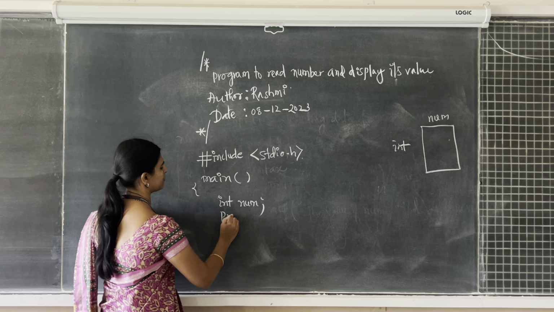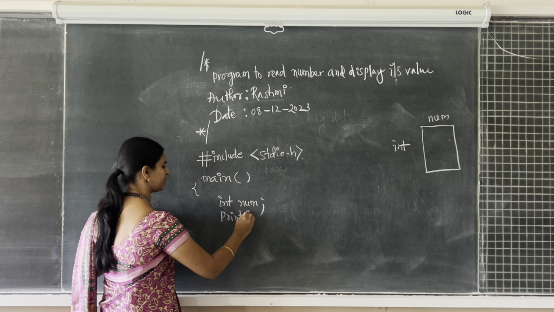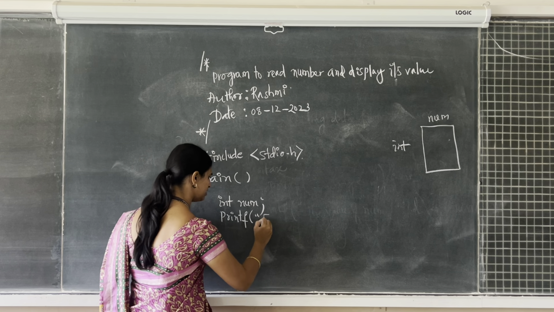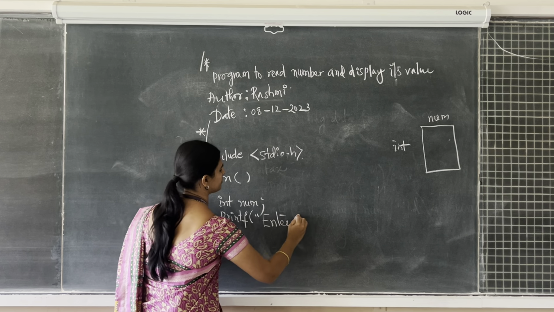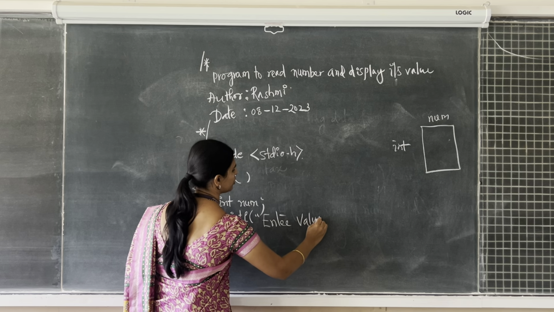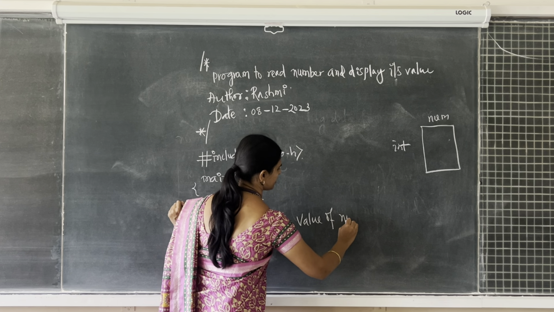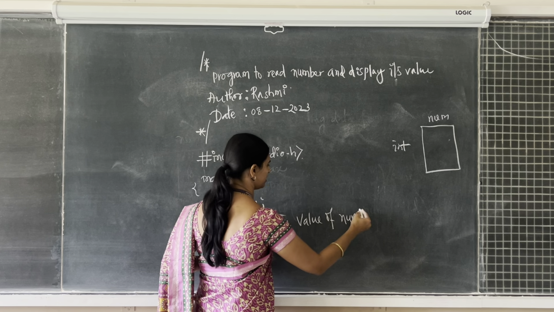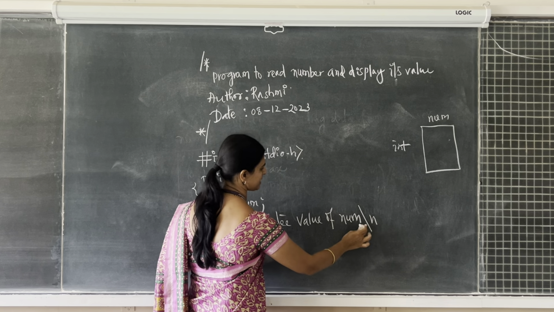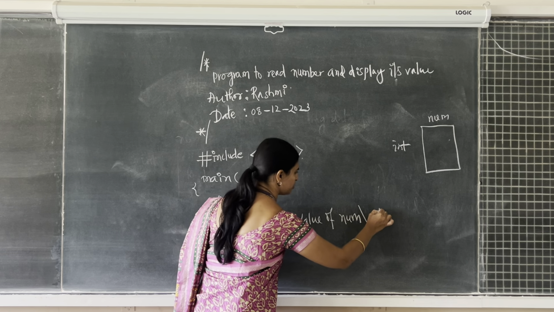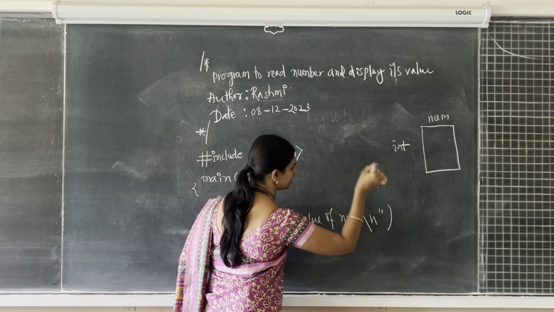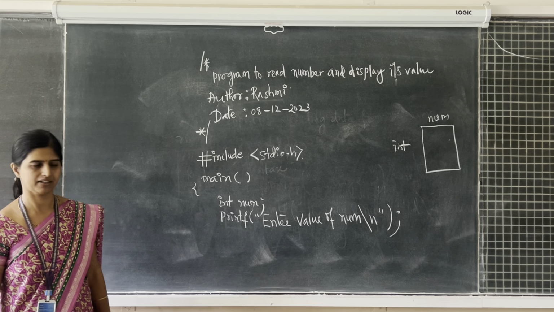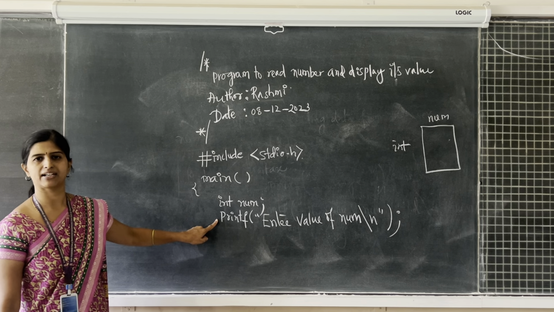So for that I am making use of something called printf. printf, double quote, Enter value of num. Then I want everything to come in the next line on the screen, so backslash n basically indicates a new line. Put double quotes, complete the parenthesis, then put a semicolon to mark the end of the C statement. This is one way of writing the printf.